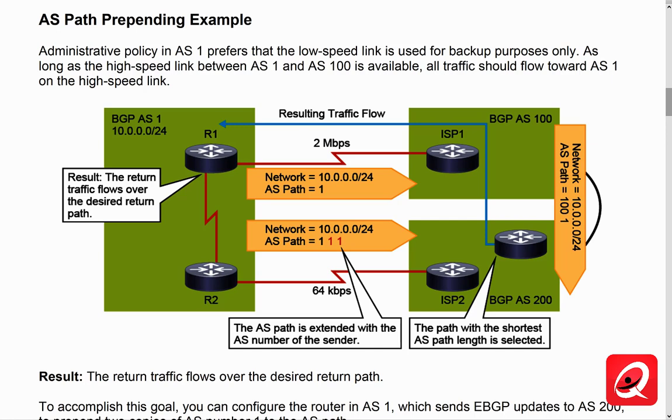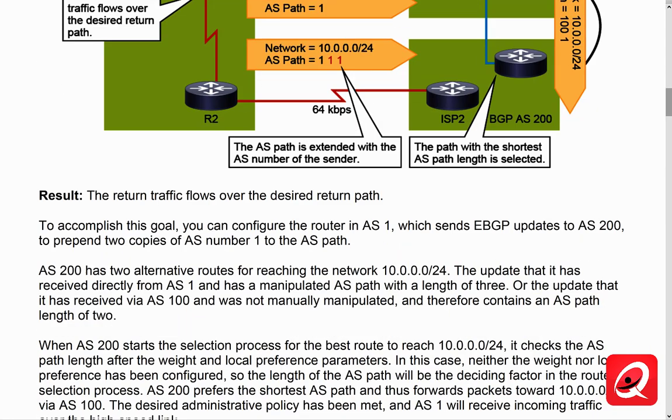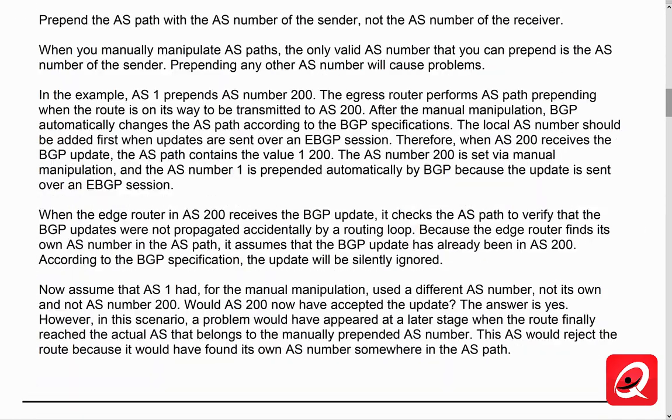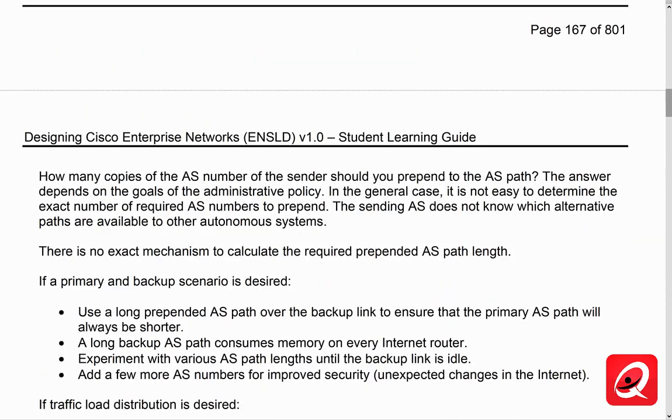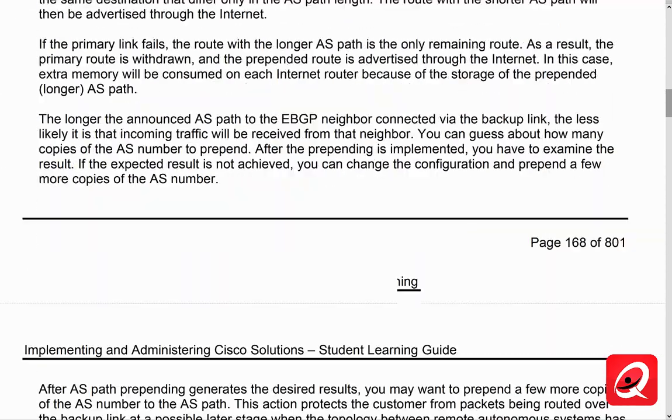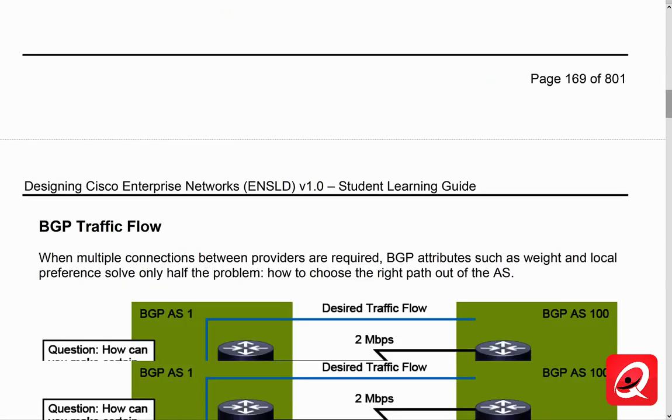So we can't guarantee load sharing, but we can kind of influence how potentially traffic might enter our autonomous system by manipulating the AS path attribute and influencing how other systems might decide to route to our autonomous system. Those are the two scenarios that we talk about.